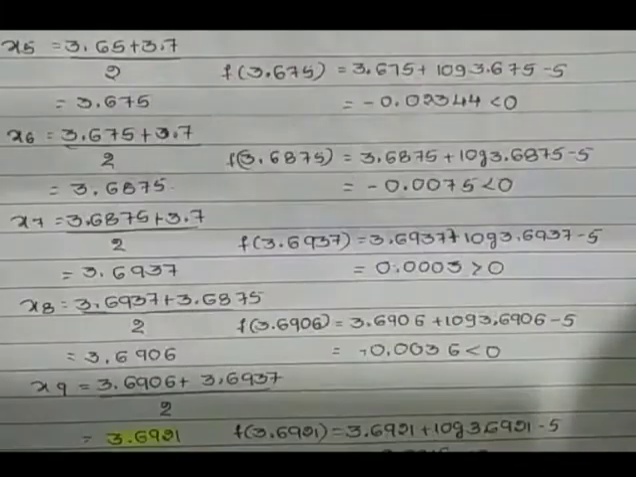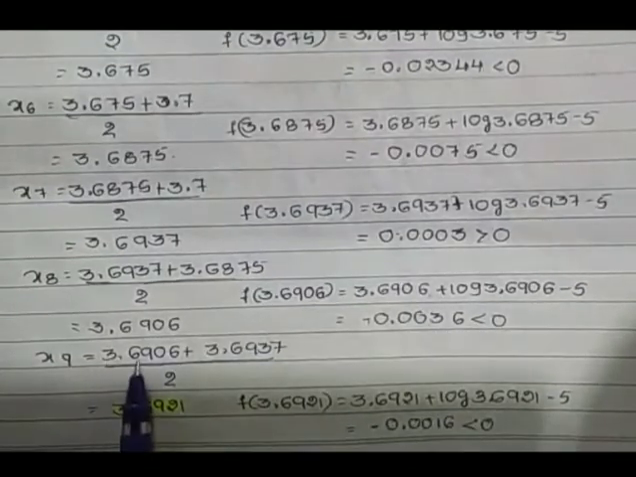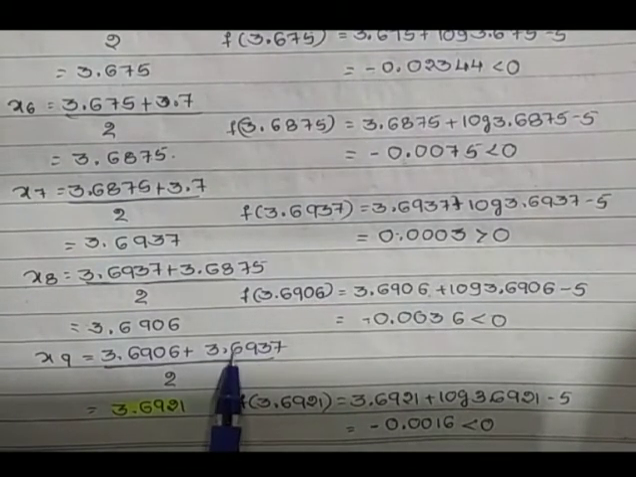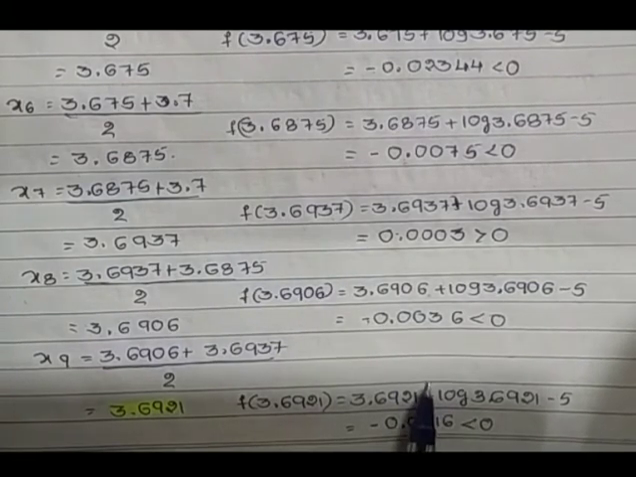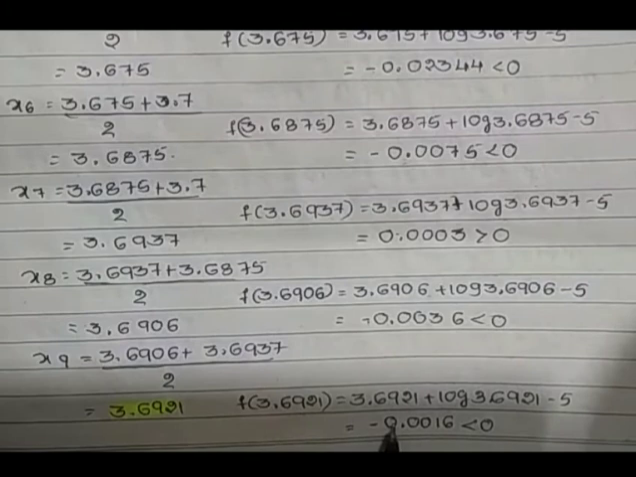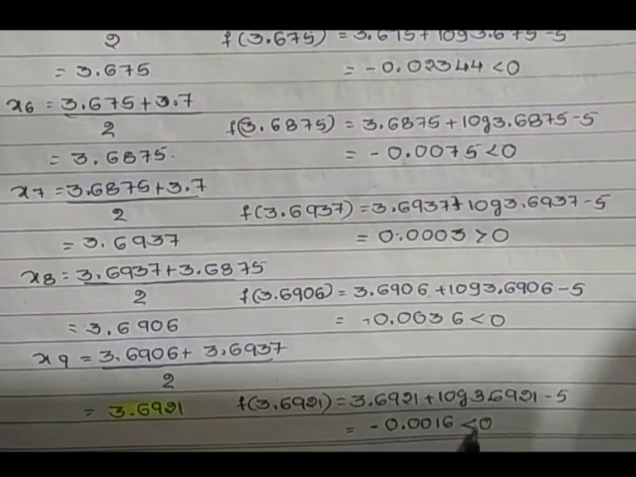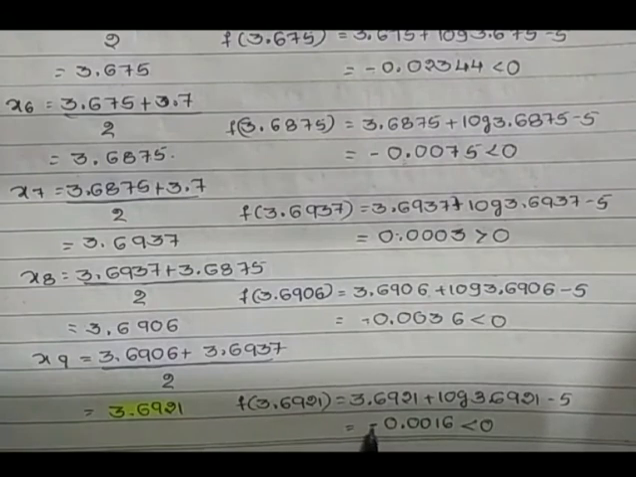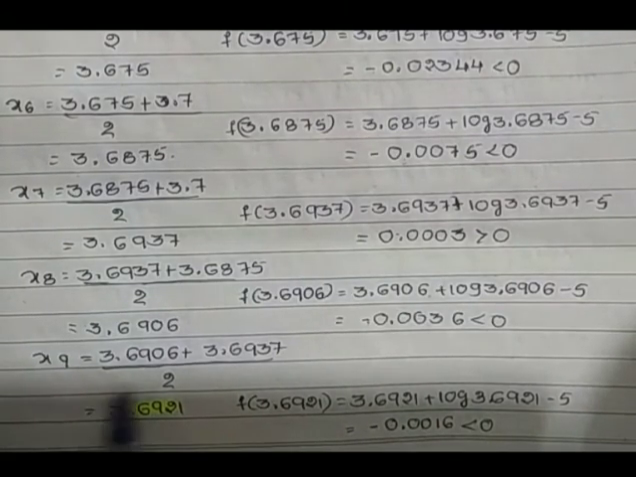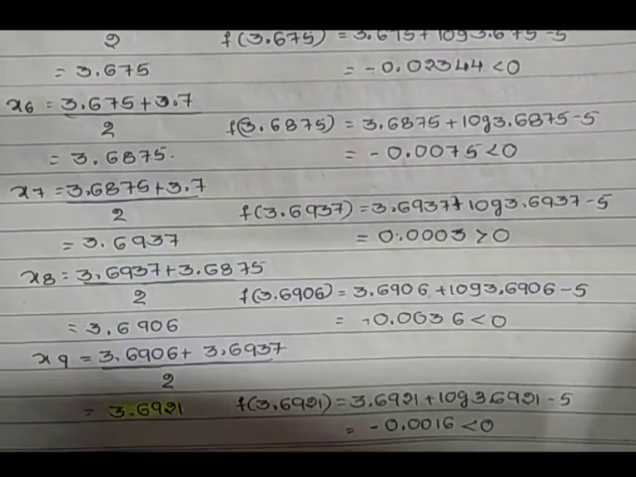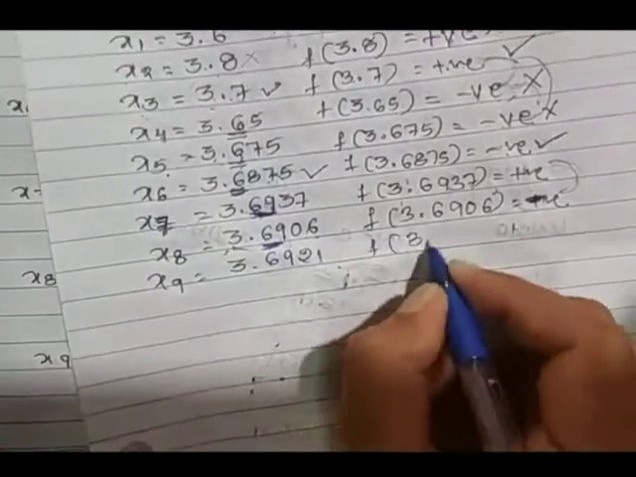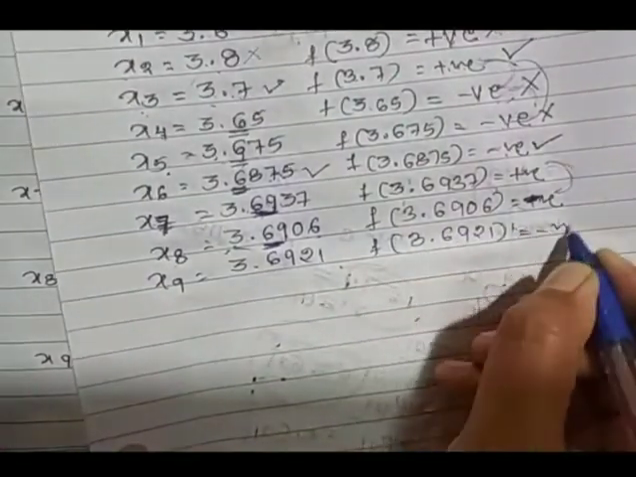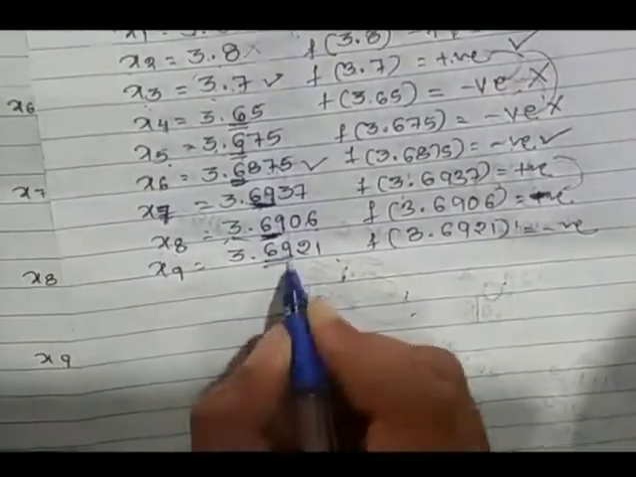So here ninth approximation is 3.6906 plus 3.6937 divided by 2 will get 3.6921. Substitute this value in the function. Simplify using calculator, will get minus 0.0016, which is less than 0. Means it is giving us a negative value. So x9 answer is 3.6921. When we substitute this one in the function, it is giving us a negative value. Still, two decimals are same.